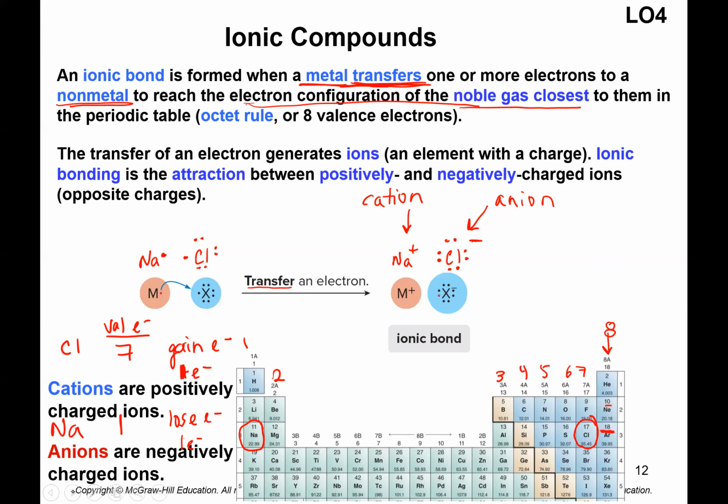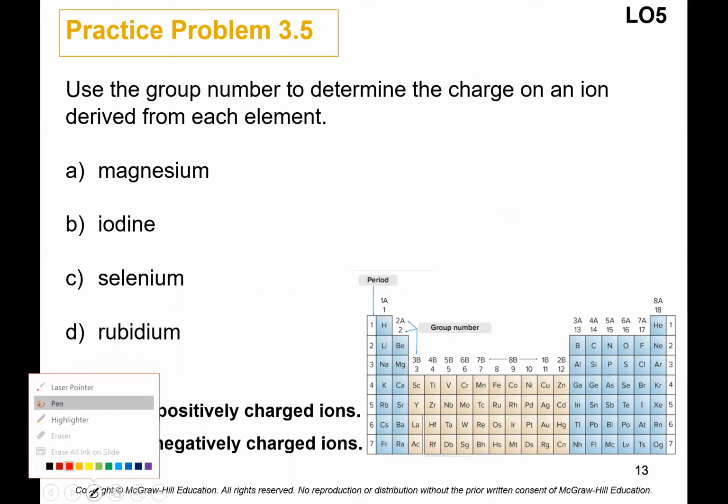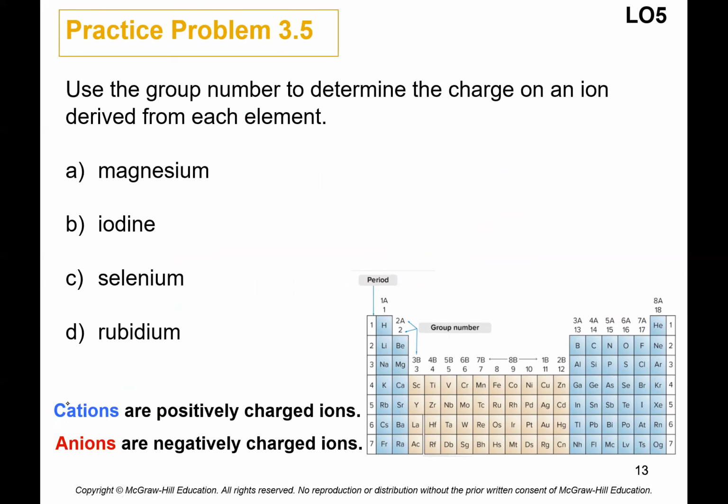So let's put that into practice. This is just to reiterate that cations are going to be the positively charged species, and the anions are going to be your negatively charged species. So let's go ahead and see how we can use the periodic table to determine the charge of an ion. Again, this should be review. All right, so let's look at this problem. We're going to use the group number to determine the charge on an ion derived from each element. The group number is what's going to tell us how many valence electrons it has. And then that's how we can determine how many need to be transferred, meaning how many need to be gained or lost in order to achieve that noble gas configuration. So here I'm going to write the neutral species, then I'm going to write the ion that we're going to generate, and then the type of ion, whether it's a cation or an anion.